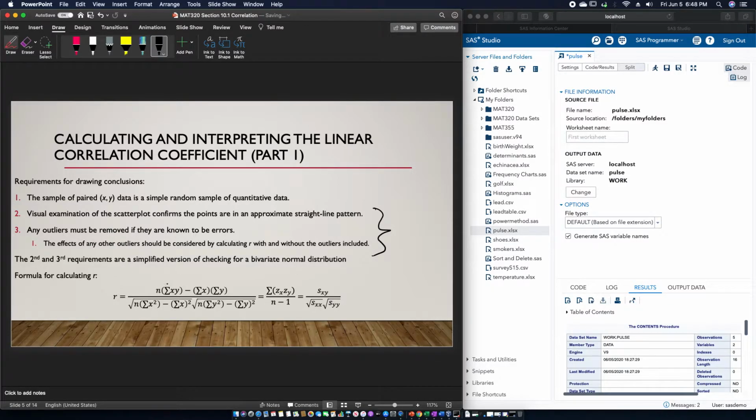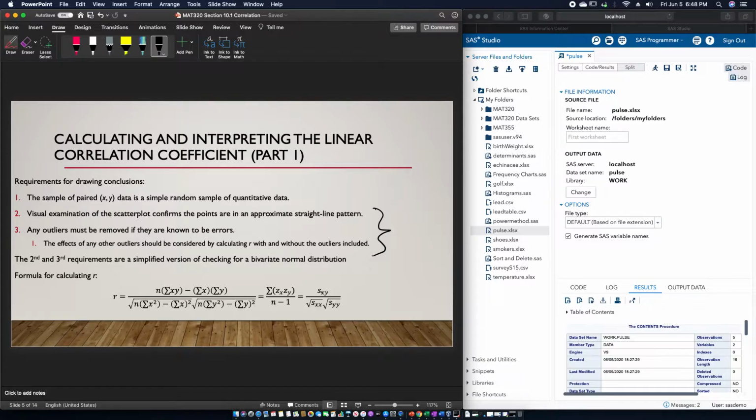To actually calculate it, if we wanted to do it by hand, I have three different forms of it. n times the sum of x times y, minus the sum of x times the sum of y, divided by the square root of n times the sum of x squared minus the square of the sum of x, times the square root of n times the sum of y squared minus the square of the sum of y. That's the same thing as adding up the product of the z-scores of the x values and the z-scores of the y values, divided by n minus 1.